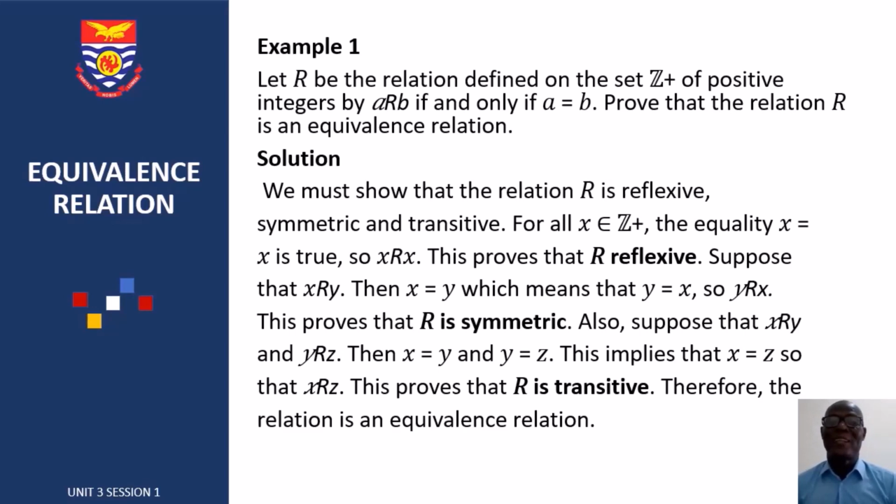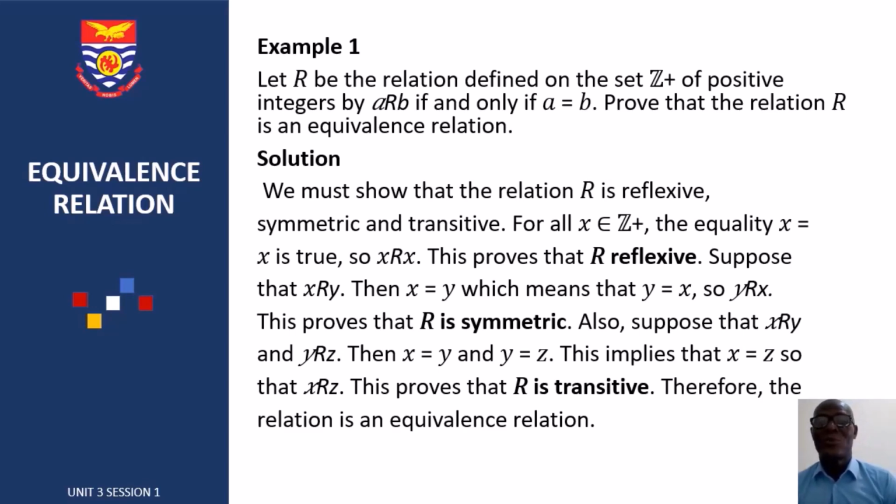For us to prove that the relation is an equivalence relation, the relation must satisfy 3 conditions. And these conditions are: 1. The relation must be reflexive. 2. The relation must be symmetric. And 3. The relation must be transitive.